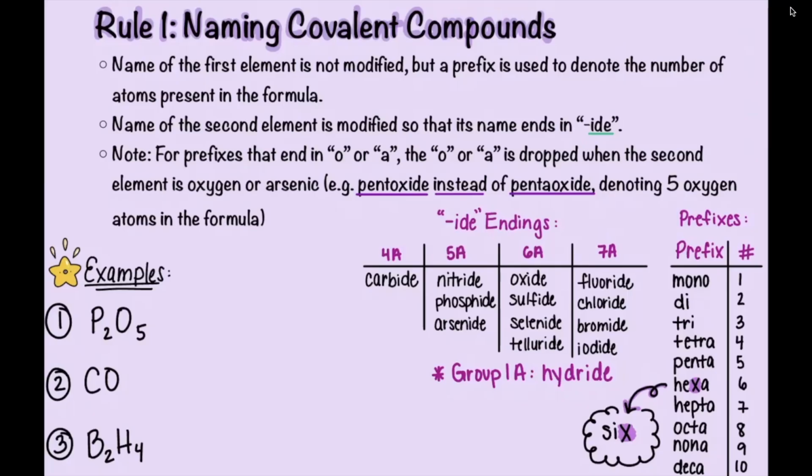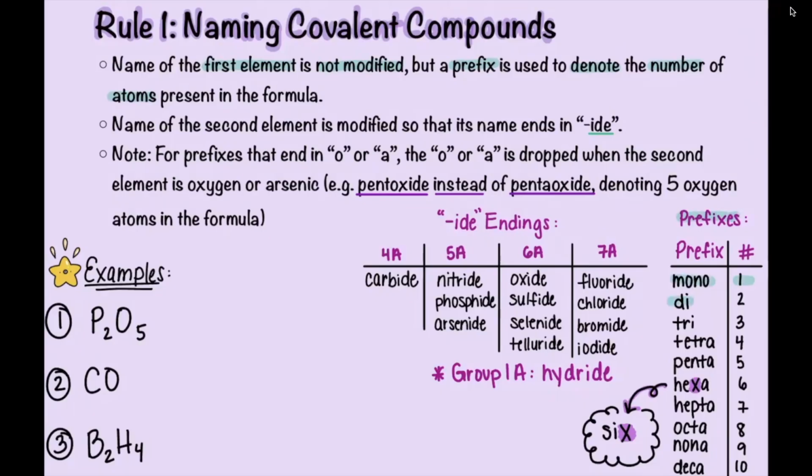Now, rule number 1 in my nomenclature series is how to name binary covalent compounds, meaning two different nonmetals are present in this bond. And the rules say the first element keeps its original name. In other words, you do not modify it whatsoever. We can use prefixes to show the number of atoms as well. And there's a prefix list that you'll want to memorize.